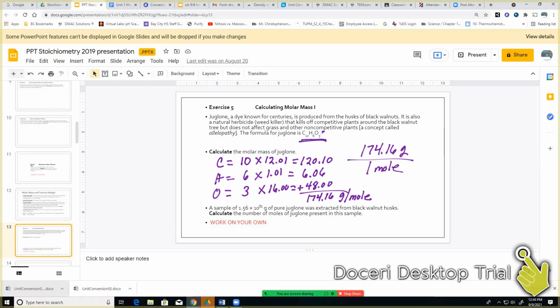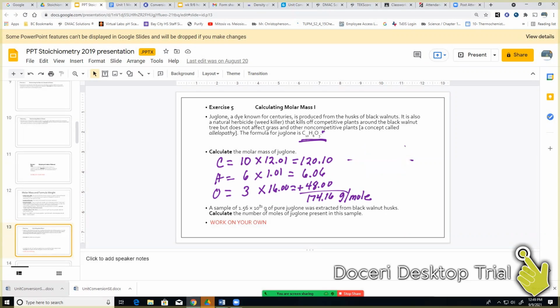So then the next one says we have a 1.56 times 10 to the -2 gram sample of juglone. And it wants us to calculate the number of moles of that present. So we're just taking our grams and we're converting it to moles. So some of y'all will get so used to this that you won't even have to write it out. I'm kind of a visual person, so I tend to write it out, even though it takes a little bit of time.